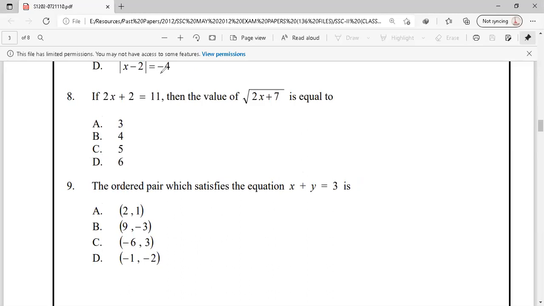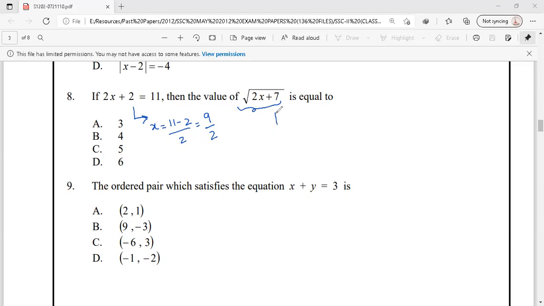We have question number 8 and 9. 2x + 2 = 11, and we have to find the value of this expression. So let's find the value of x from this. x will be equal to (11 - 2) divided by 2, so it will be equal to 9 over 2.